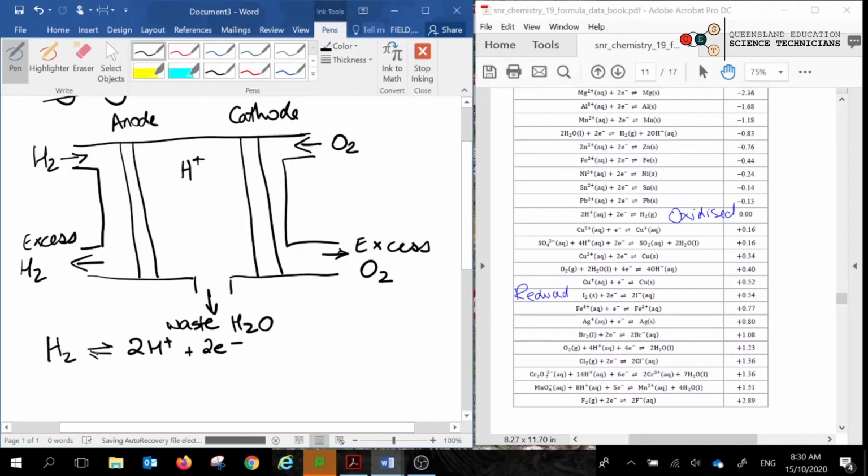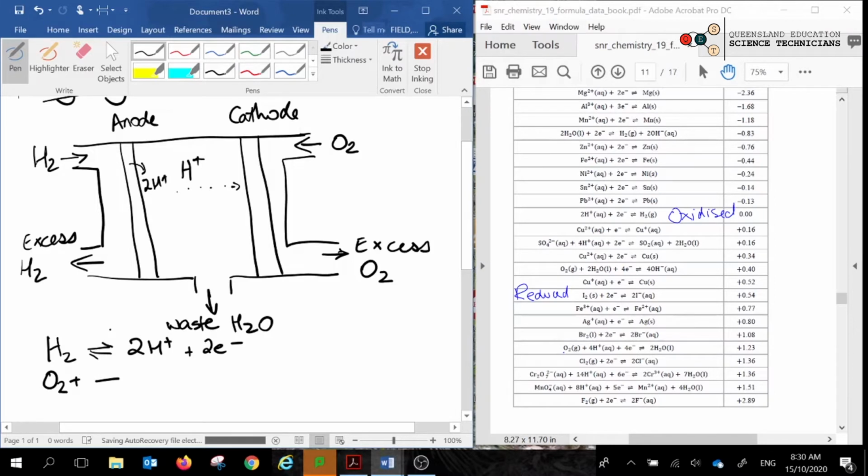So for my oxygen, in this case, I'm looking for the oxygen with the H+. This is an OH minus, we don't want this one. We want oxygen with the H+. So we're going to use those hydrogen ions. We're now providing an extra 2 hydrogen ions going in, and they migrate across to be used at the cathode.